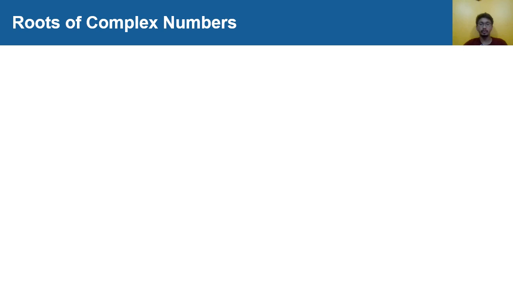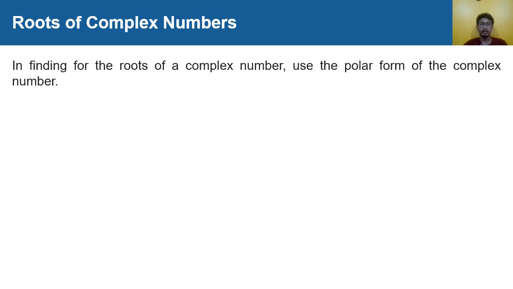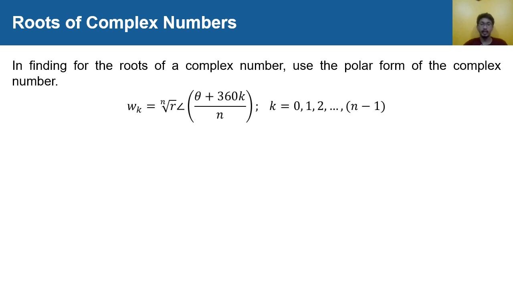Now we proceed to the roots of complex numbers. In finding the roots of a complex number, we use the polar form of the complex number. We have w sub k is equal to the nth root of r bar angle theta plus 360k over n. Take note that the values of k are from 0, 1, 2, up to n minus 1.